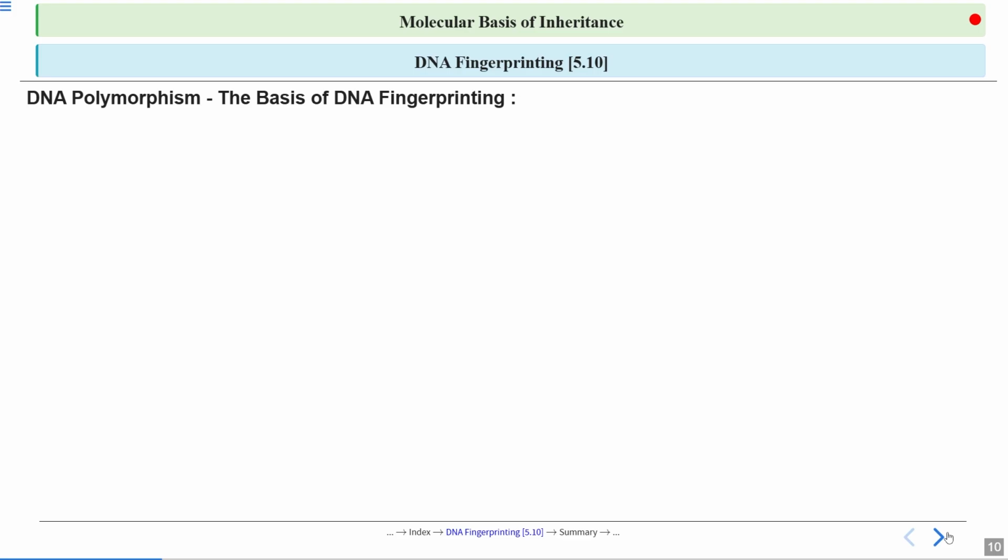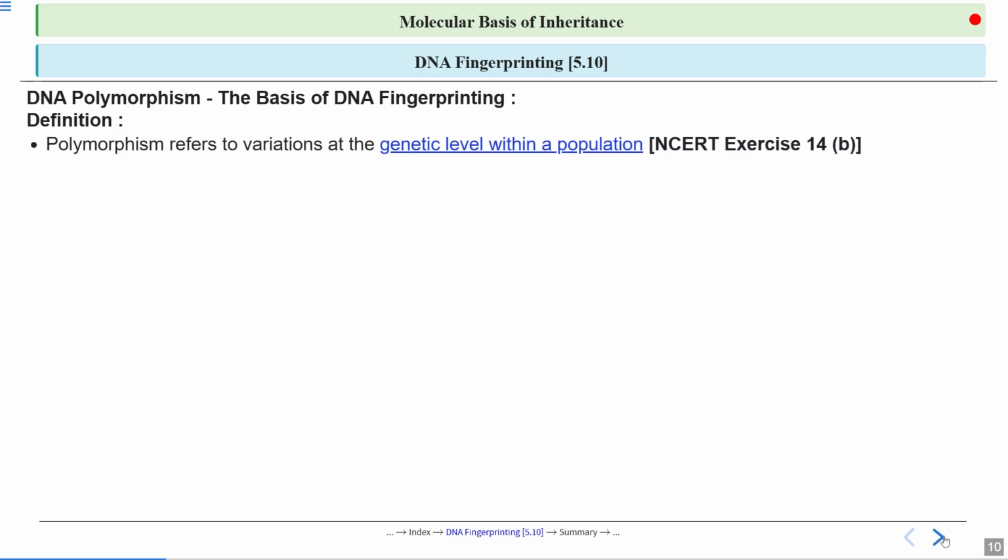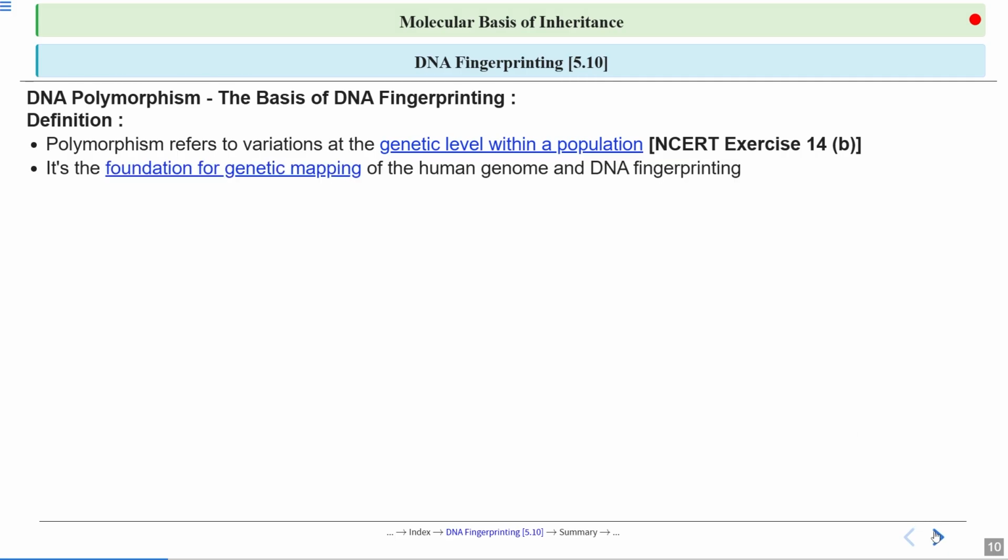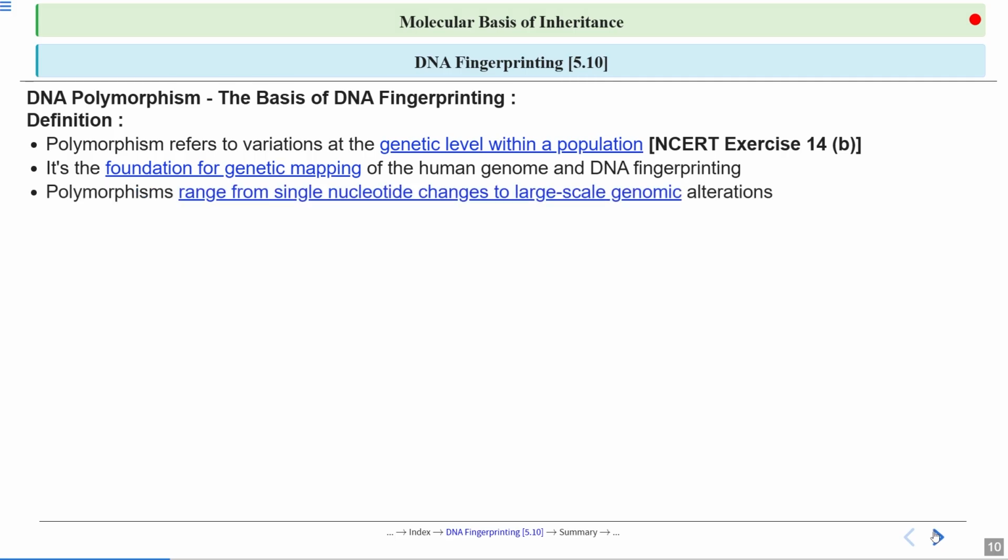Now, this DNA polymorphism became the basis of DNA fingerprinting. Let's talk about its definition. Polymorphism refers to variation at the genetic level within a population. From here you can answer NCERT exercise 14b. As I said, polymorphism refers to variation at the genetic level within a population. It is the foundation for genetic mapping of the human genome and DNA fingerprinting.